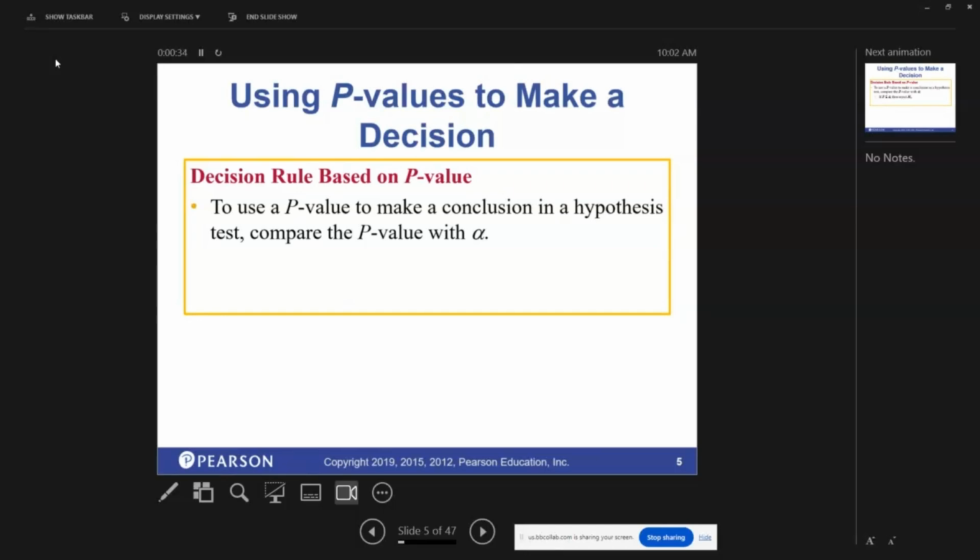Okay, so to use a p-value to make a conclusion in a hypothesis test, we want to compare the p-value with alpha. And we talk about this in 7.1, but this is kind of the foundation for what we're doing here, so I want to emphasize it again. When p is less than or equal to alpha, you're going to reject H sub 0. And when p is greater than alpha, you're going to fail to reject H sub 0. And remember, alpha is your level of significance.